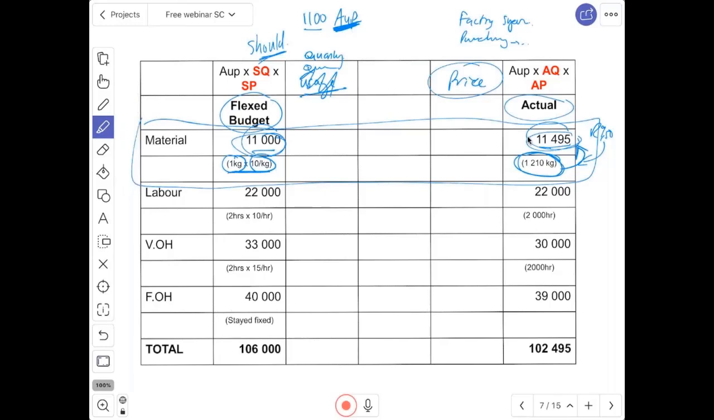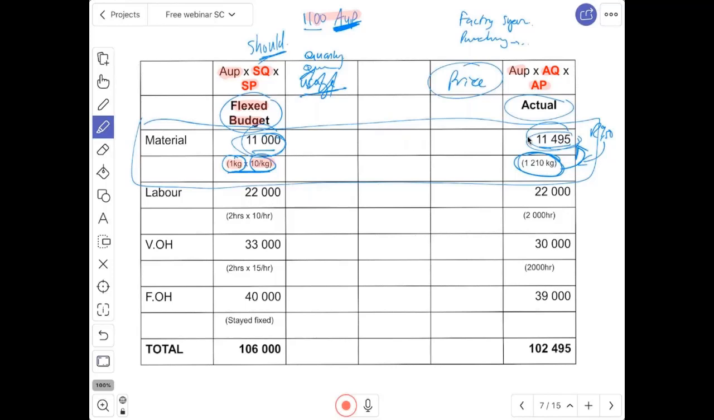Now, if we look at the headings, you'll see in red, I've highlighted what each column is made up of. You'll see actual units on both sides. Remember, we're working with 1,100 units right throughout this example, actual units produced. But then the flexed budget uses the standard quantity, 1 kilogram, and standard price, 10 Rand per kilogram from the standard cost card. That's our budgeted cost per unit. On the actual side, obviously we need to use actual quantity because that's what we paid for, and actual price because that is what we paid the suppliers.